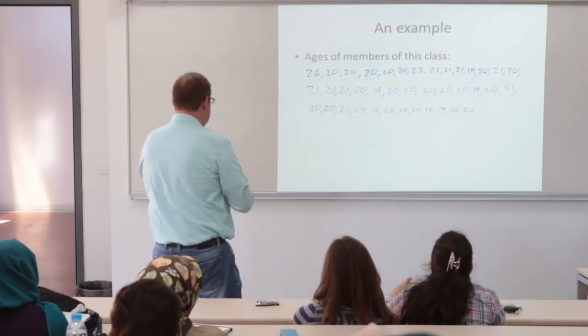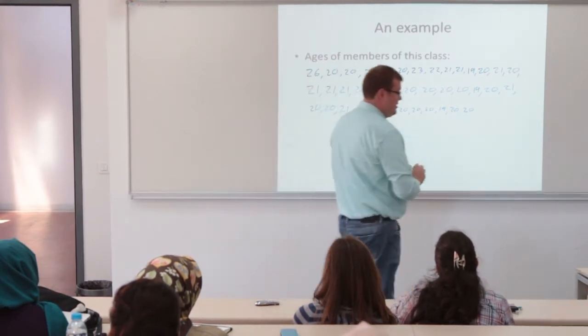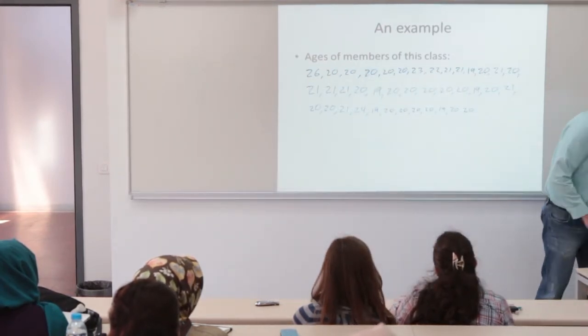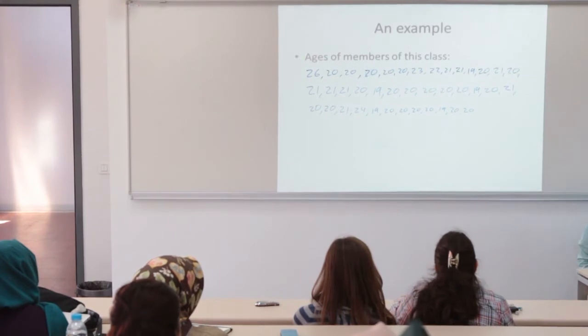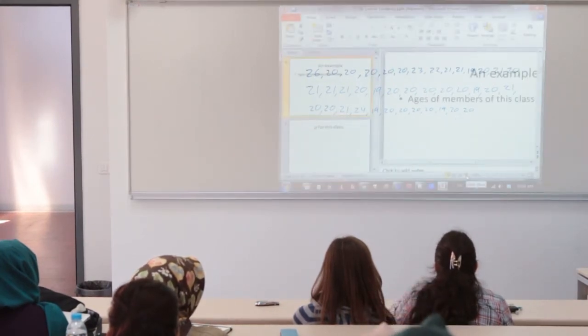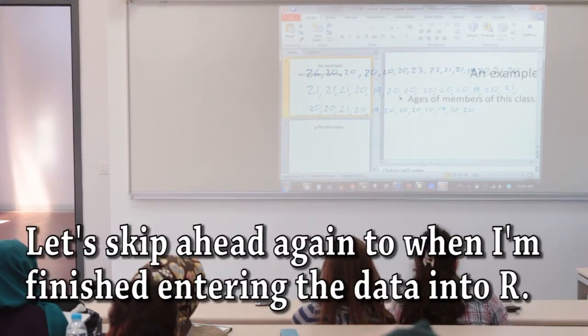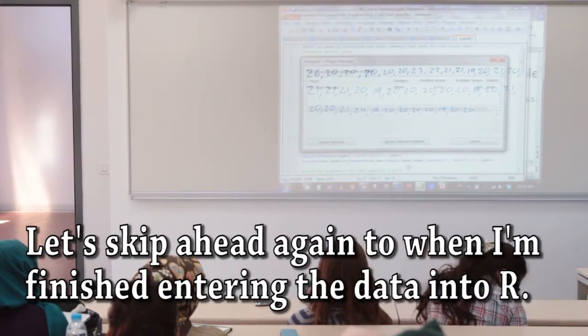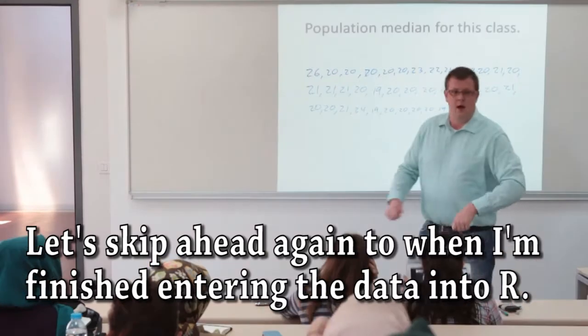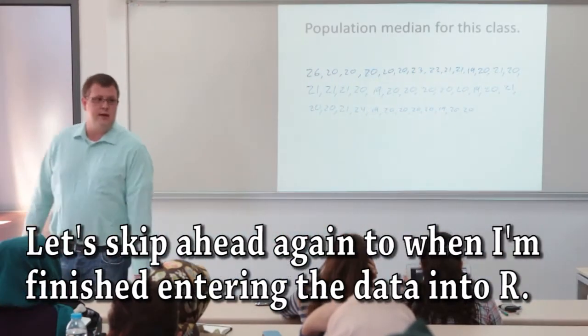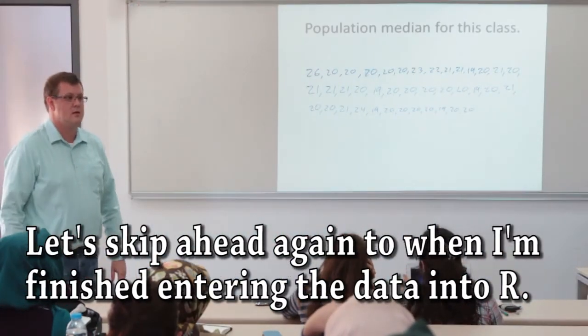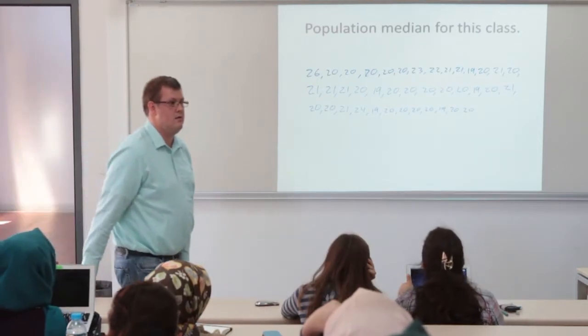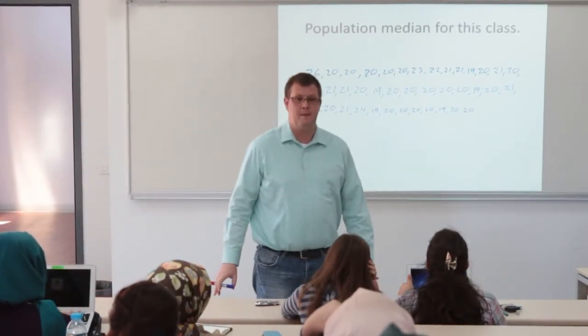All right, so these are the ages of members in this class. I don't want to have to do all this adding up manually, so let me use my friendly statistical companion, R. What's the median? How do we do this? How do we figure out the median?